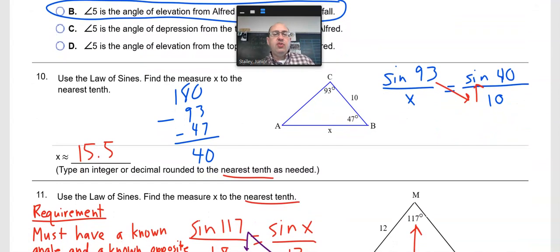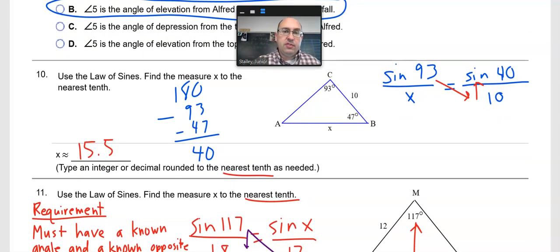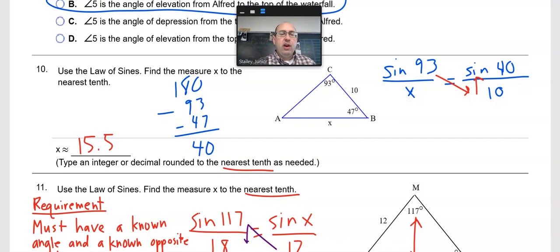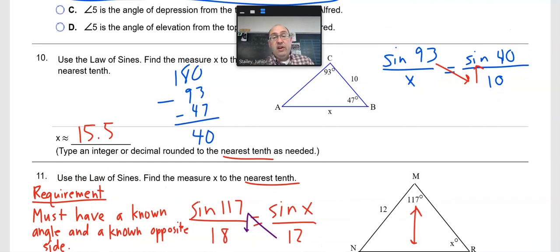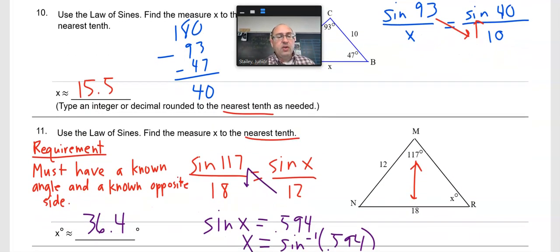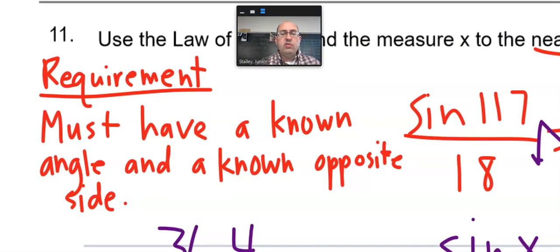Okay, now we're getting into non-right triangles, and we're having to use something called the law of sines. Now, what is the requirement for the law of sines? You would have thought I would have written it on this question, but no, I wrote it on the other question. So what is the requirement for using the law of sines?